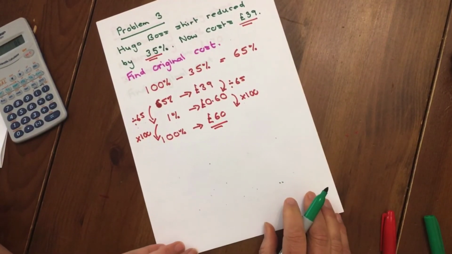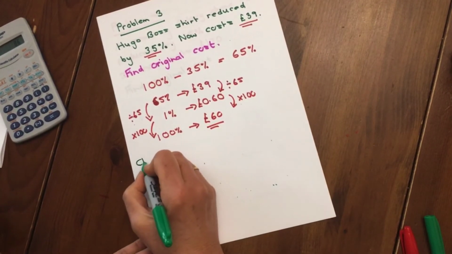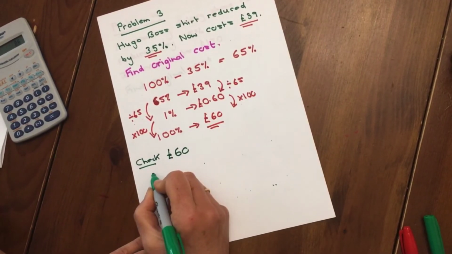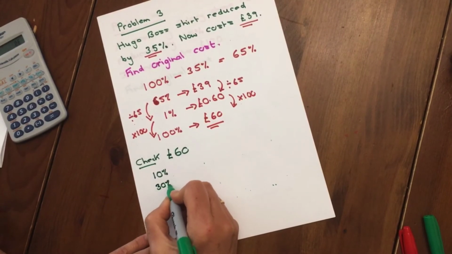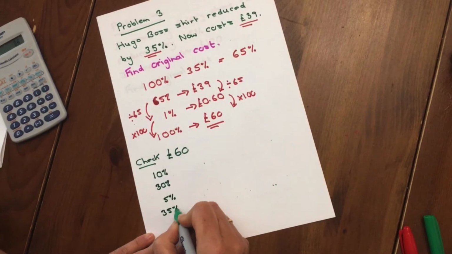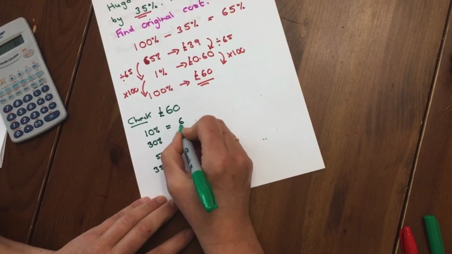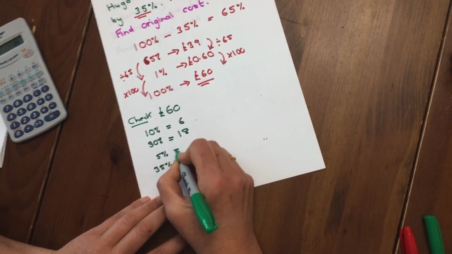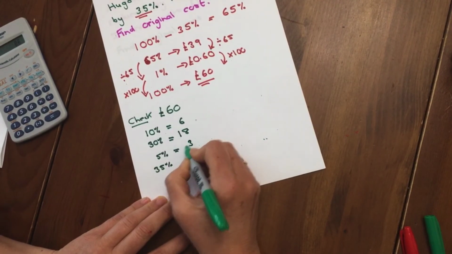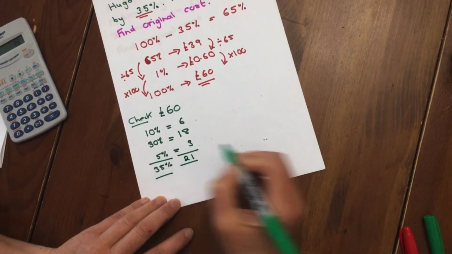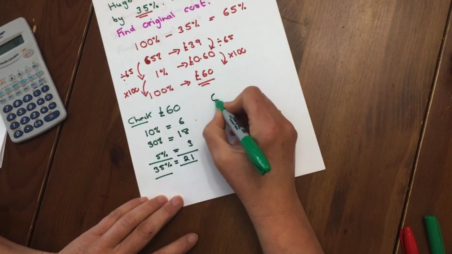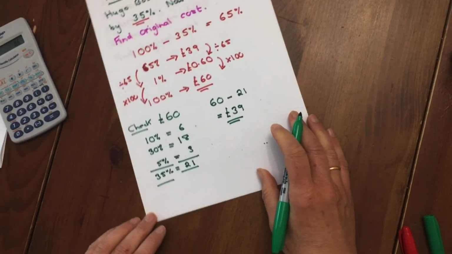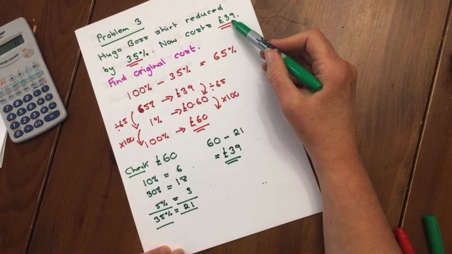Right, it's always good to do a check at the end, just to make sure you're definitely right. So let's check. We've got £60 and we want to go down by 35%. So I'm going to work out 10%, 30%, 5%, 35%. 10% is 6, divide by 10. I want 30%, which is 3 lots of 10%, 3 times 6. 5% will be half of 10%. So add these two together to get 35%. So it was £60, it's been reduced by £21, which gives me an answer of £39. So that check is correct because it said £39 in the original question.